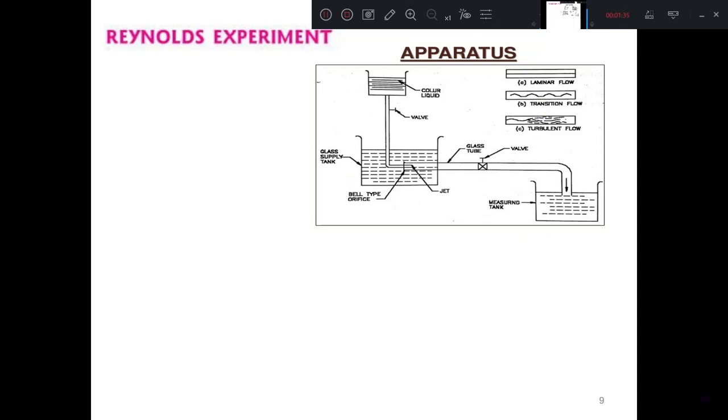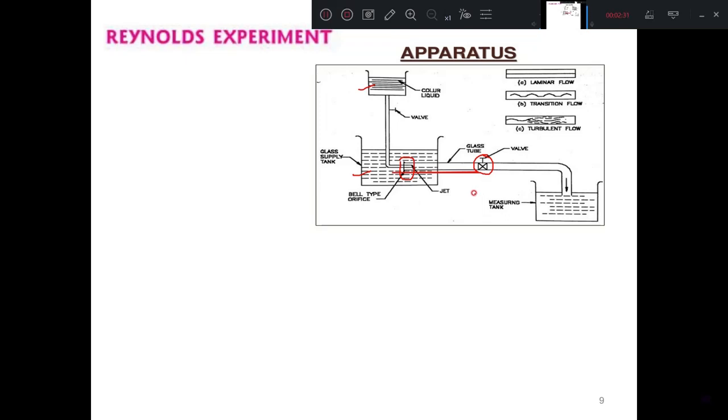The apparatus consists of a tank containing water at a constant head, and one more small tank containing some dye, that is colored water, and a glass tube having a bell-mouthed entrance at one end, and a regulating valve at the other end.